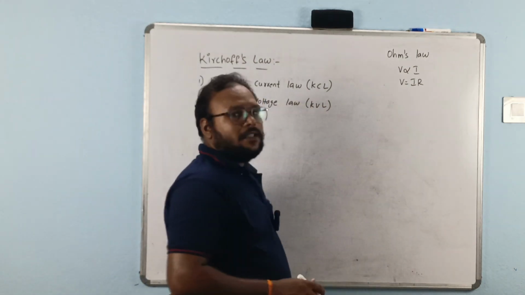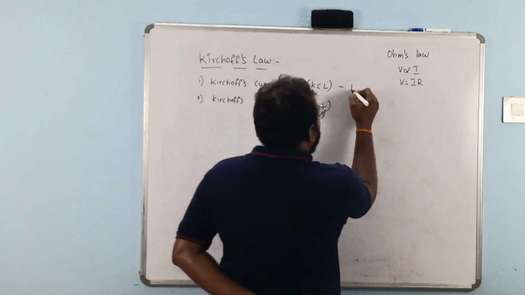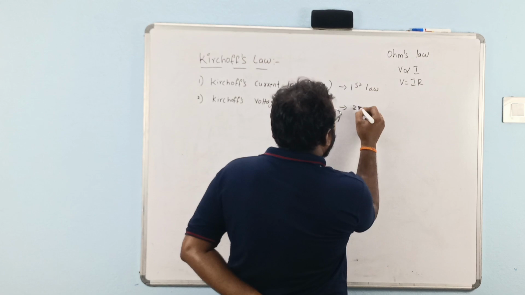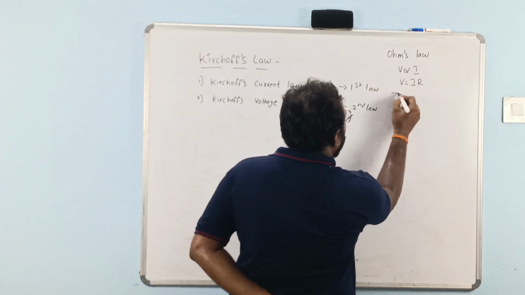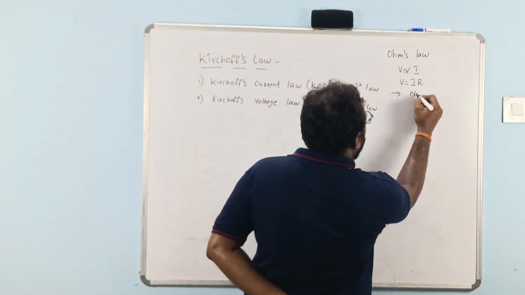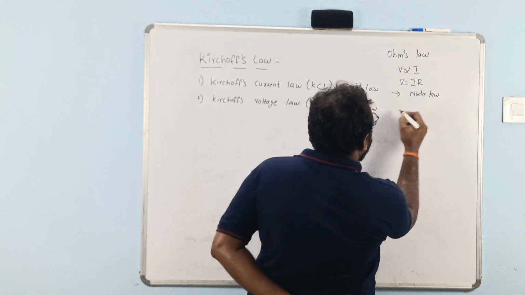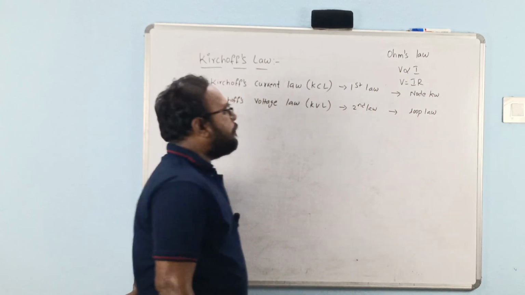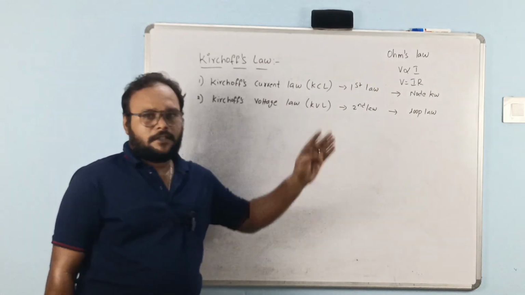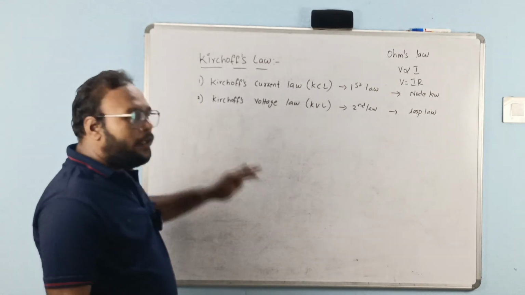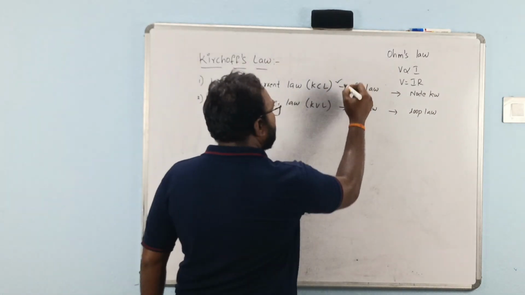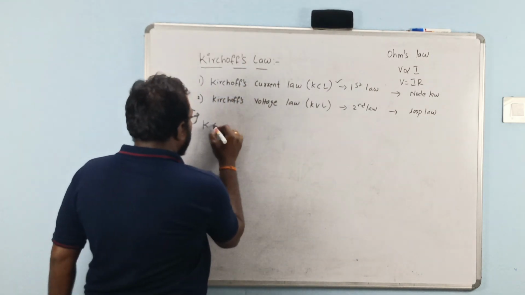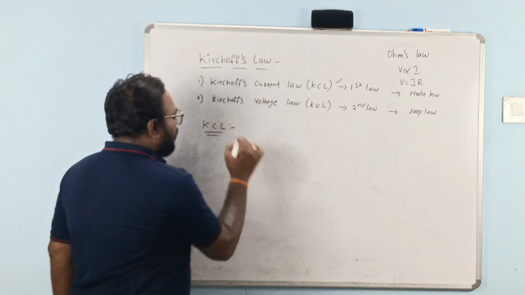Other names of these Kirchhoff's laws are Kirchhoff's first law, Kirchhoff's second law, node law, and loop law. These are the different names of these laws. So today we are going to learn about Kirchhoff's current law. What is this Kirchhoff's current law? Let us go to the topic, KCL.